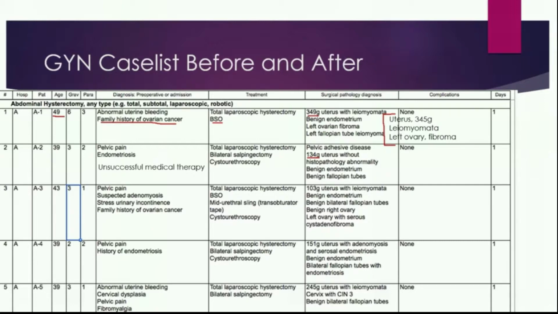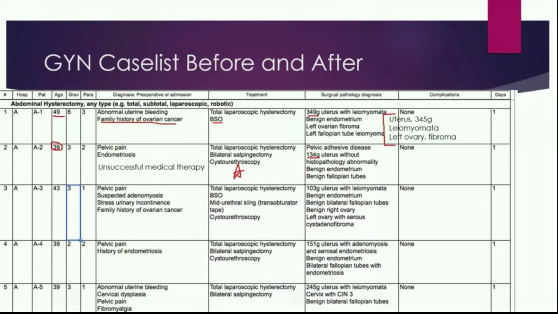On patient number 2, here's pelvic pain, endometriosis. I put in here unsuccessful medical therapy because I want the examiner to know I've tried to exhaust all conservative therapy on a 39-year-old before I decided to do a hysterectomy on her. Now, one thing that's interesting on this case list is what's missing, Patrick. What did we leave behind? What did we not take out here? The ovaries. Right. See, I got you on that one.